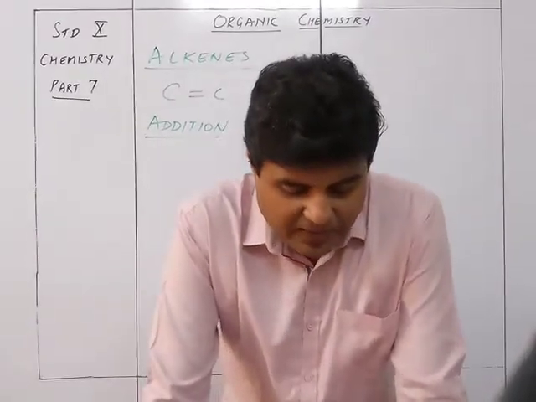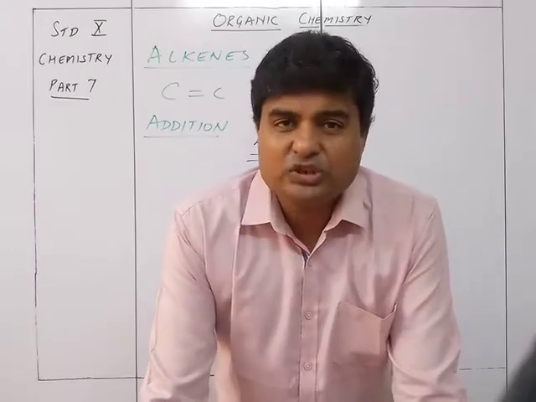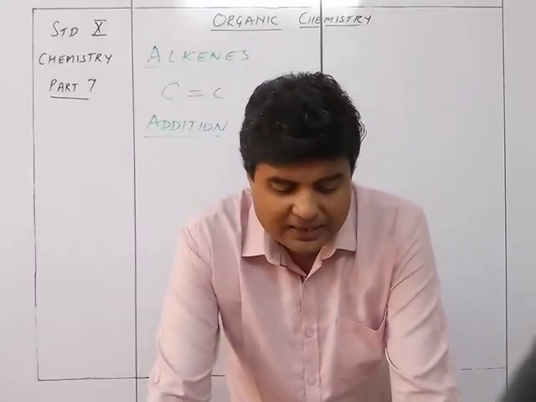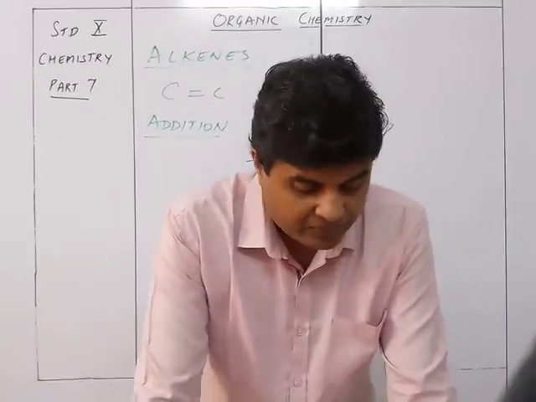Hence the first member of the alkene series is ethene, or ethylene, C2H4, that is CH2=CH2, which corresponds to the alkane ethane, that is C2H6, CH3-CH3, with a single bond.